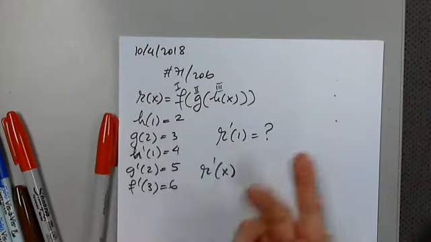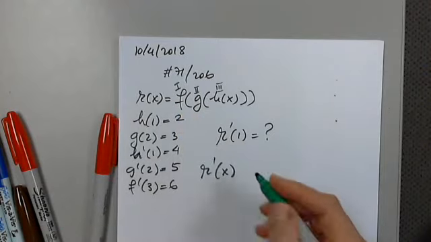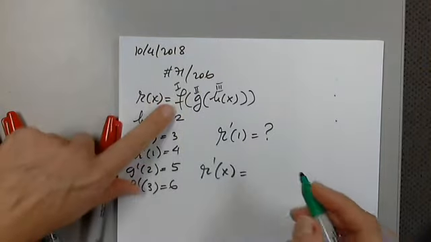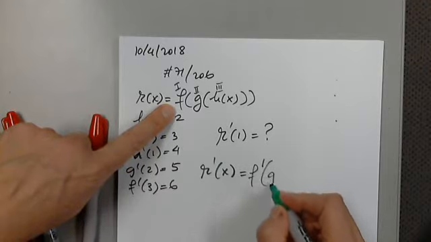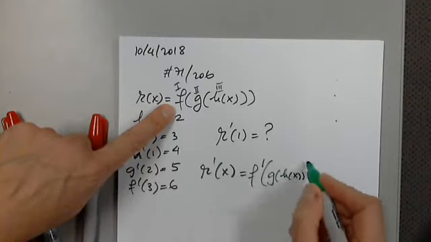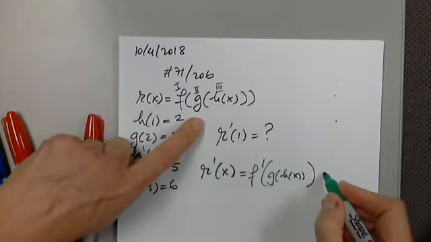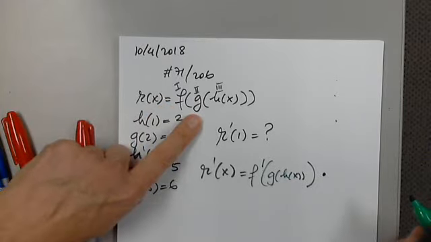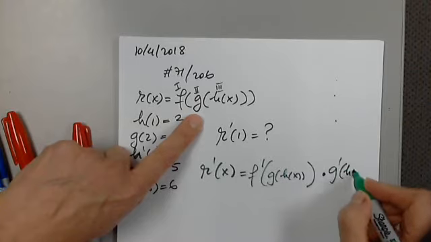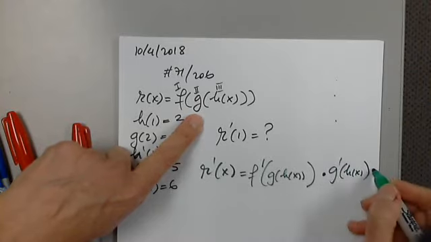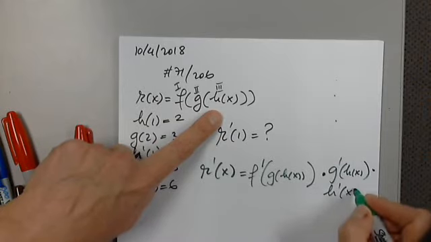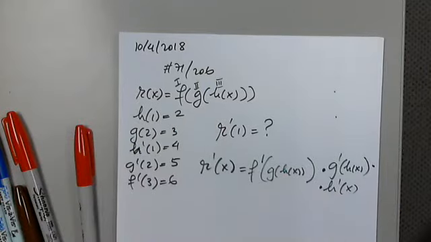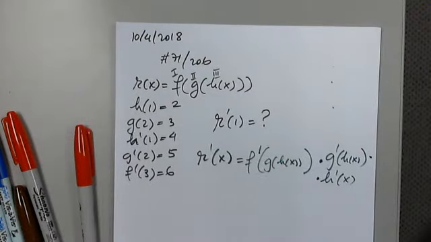However, when we differentiate, we start from the outer. So r prime will be f prime of g of h of x times g prime of h of x times h prime of x. They're all multiplied. The chain rule requires all these to be factors, 1, 2, 3.